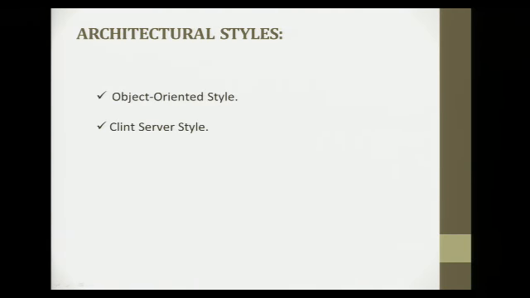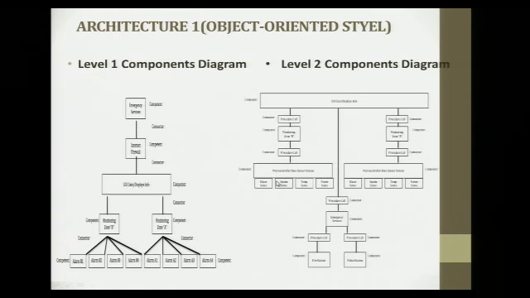I'm going to use two architecture styles: object-oriented style and client-server style. The first architecture is object-oriented style. This is the level 1 component diagram, and this is the level 2 component diagram. We have a graphical user interface component, and the connector will be procedure calls, and monitoring zone P and zone A are components, and we have alarms, emergency services, fire station, and police station. These are components.